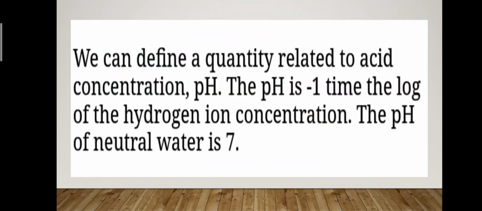We can define a quantity related to acid concentration, pH. The pH is minus 1 times the log of the hydrogen ion concentration. The pH of neutral water is 7.